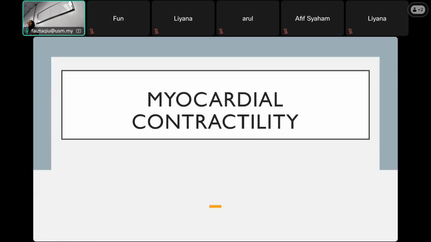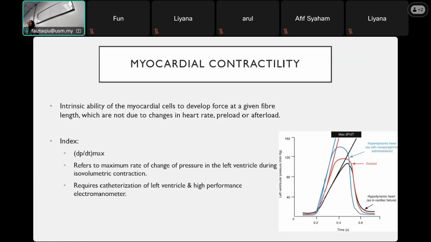Next is myocardial contractility. The definition of myocardial contractility is the intrinsic ability of the myocardial cells to develop force at a given fiber length, which is not changed by changes in the heart rate, preload, or afterload. That means it is not affected by these three factors. The index refers to the maximum rate of change of pressure in the left ventricle during isovolumetric contraction. It requires catheterization of the left ventricle and high-performance electromanometers to measure myocardial contractility.